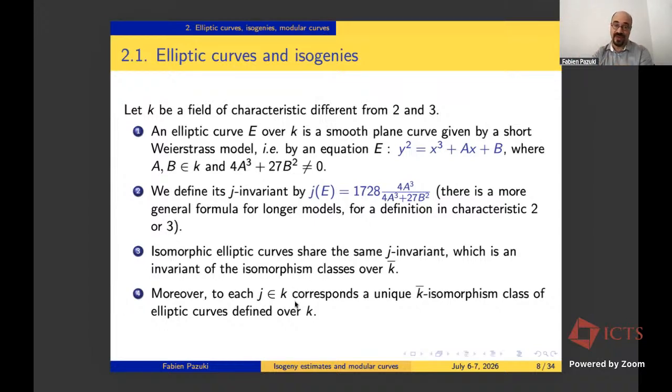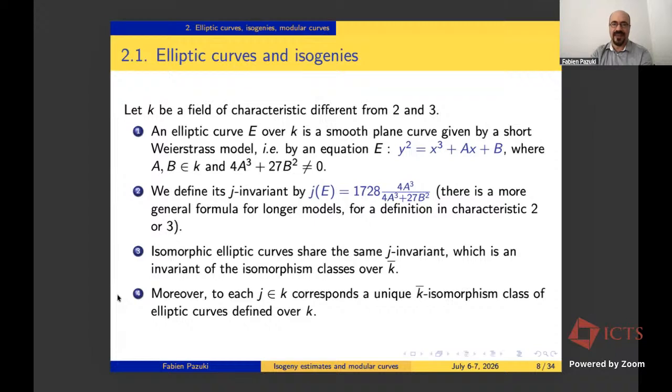The line given by all the elements in your field. So for any element in your field, you can find a unique isomorphism class corresponding to it, so isomorphism up to K bar. That's interesting to notice. It is invariant, but it's also a moduli. You can reconstruct your object using the element, which is one of the features in the moduli space.